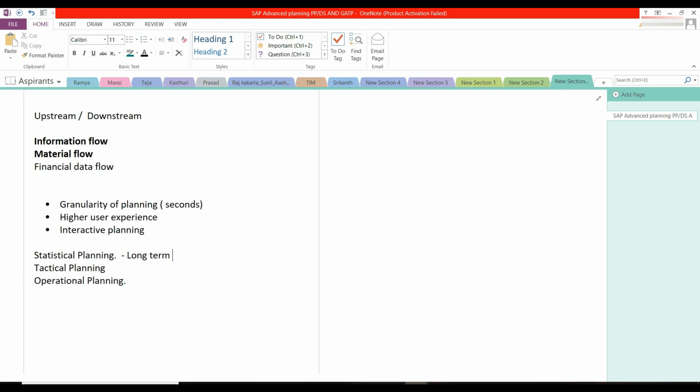Very good. So it's a long-term planning, I would say, in a nutshell. When I'm speaking in the context of statistical planning, it's long-term planning for me. But when I say tactical planning, it's a mid-term planning for me, whereas operational planning is a short-term planning. So my PPDS planning tool will help me make my operational planning more efficient. So my PPDS would fall under short-term planning, that is operational planning.